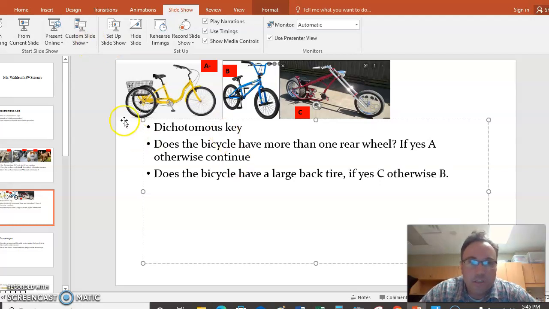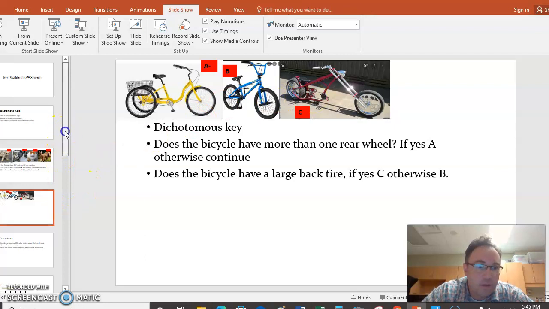So here are the questions. Here was a basic plan, right? We first separated out this one from B and C, and then we separated these two from each other. The first question, does the bicycle have more than one rear wheel? A is the only one with more than one rear wheel. And does the bicycle have a large back tire? If yes, C, otherwise B. Good.